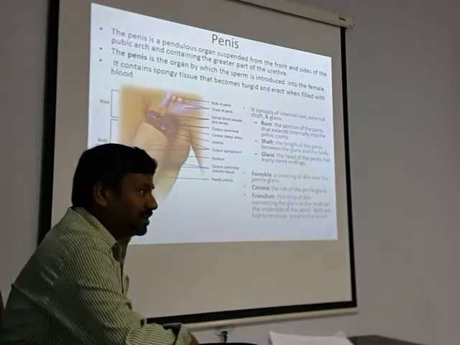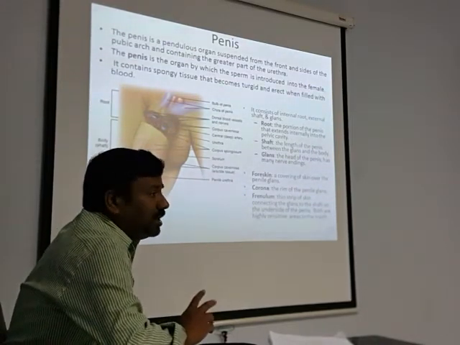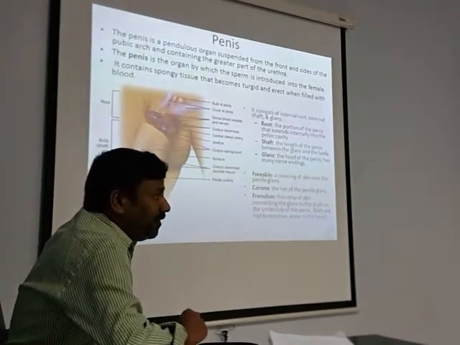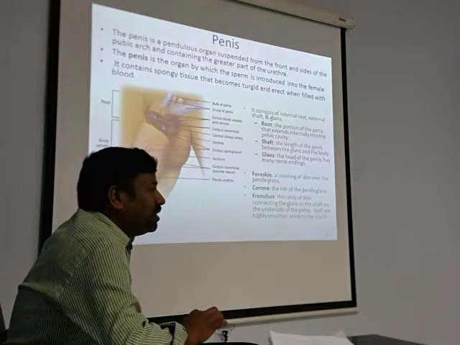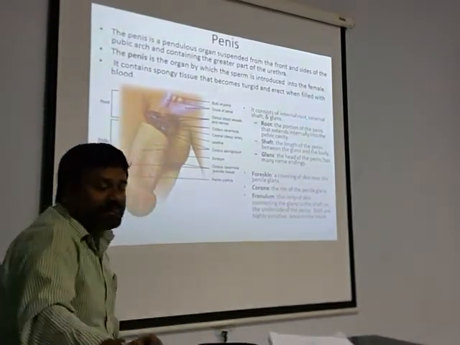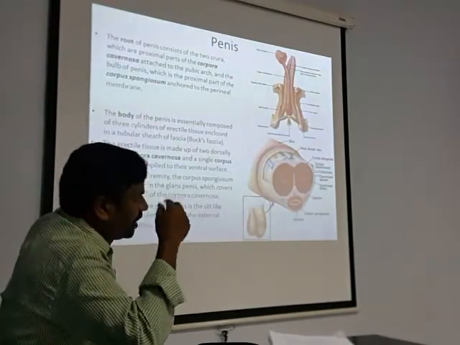Okay? So the glans, the foreskin and the frenulum are highly sensitive because you have plenty of nerve endings. Am I clear? Yes. So this is, in brief, about the parts of the penis.